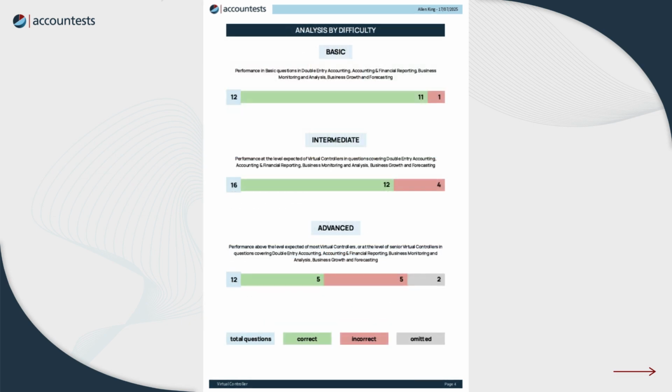On the next page you can see the first level of analysis. This looks at the questions based on difficulty. So how did they do on the easier questions versus the harder questions? You'd expect to see them do better on the easier questions. If that's not the case, then you'll need to look in more detail at the topic analysis, what questions they didn't answer, and potentially at the proctoring report.